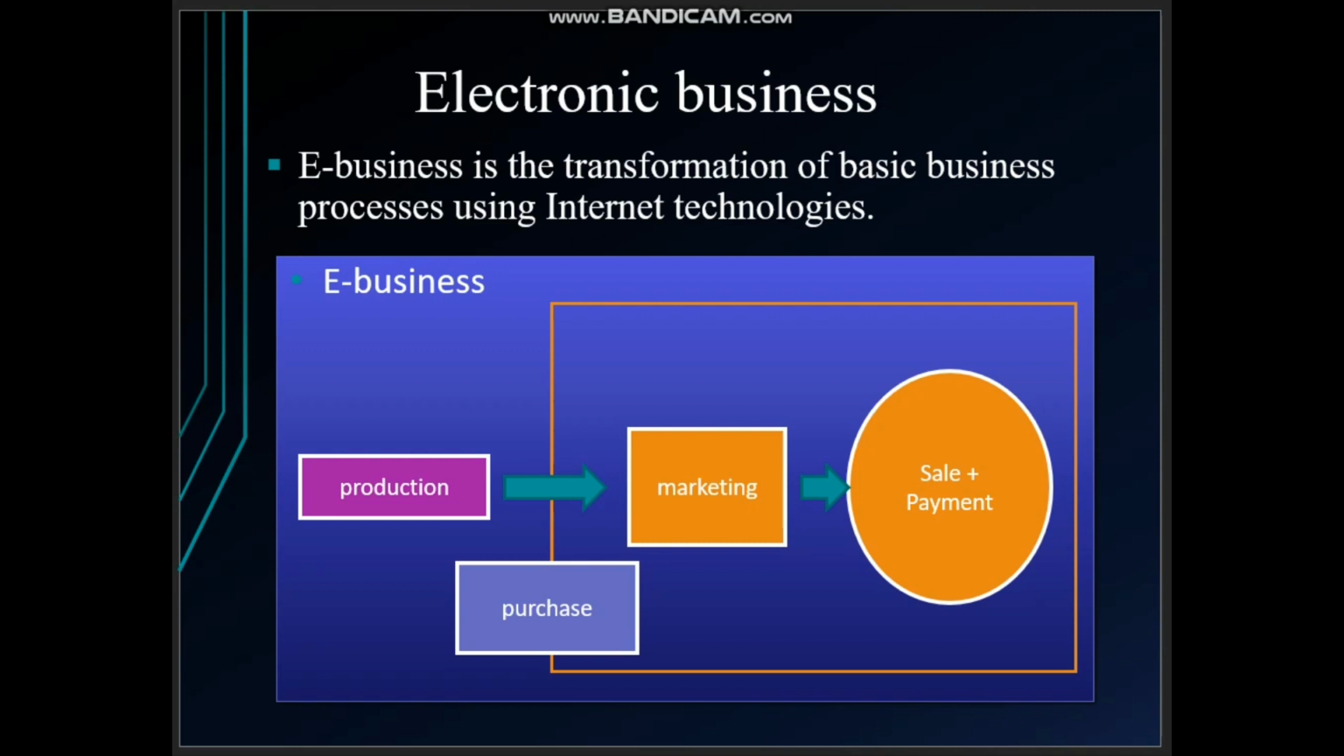The next slide is electronic business. Nowadays business is a very interesting sphere for the development of a country's economy, and a new term is electronic business. E-business is a transformation of basic business processes using internet technologies. In this picture you should see the steps of how e-business works. We've got a production that can go to marketing. Marketers can market it, then it is sold and a payment is given. That's a simple business structure.